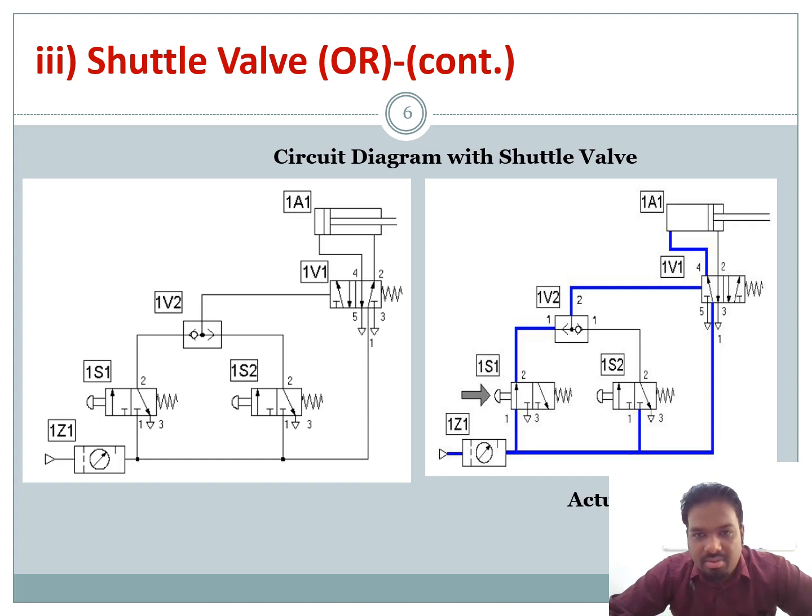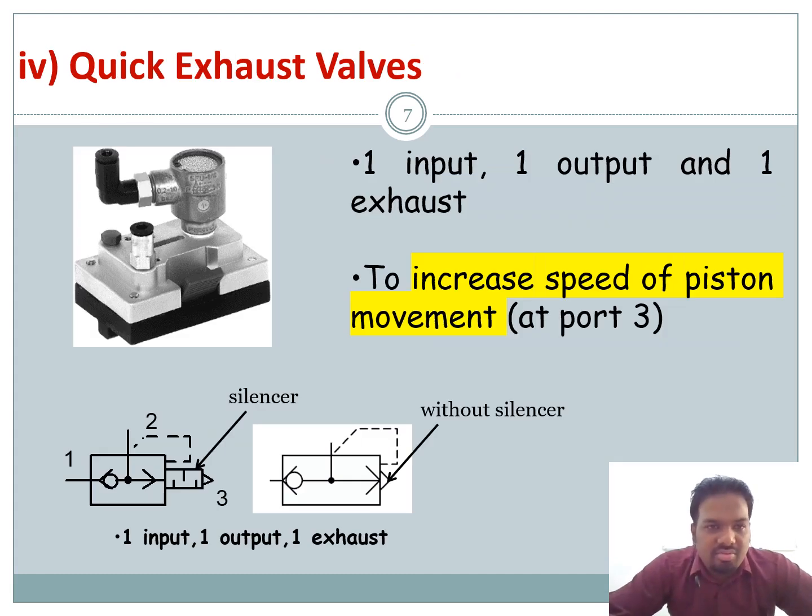Okay, so since only one input is required, it will activate this DCV, directional control valve, and your actuator will expand. Okay, so that is how a shuttle valve will operate. Then we move to the fourth type of non-return valve.